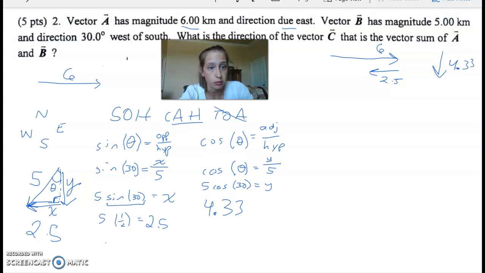Okay, so I'm going to pretend we went right, then left, and figure out where we are now. We went right 6, left 2.5. How far are we from where we started? Well, whatever 6 minus 2.5 is. 3.5, I think. Okay, so that's 3.5 to the right. And then 4.33 down. So we went to the right 3.5, down 4.33.